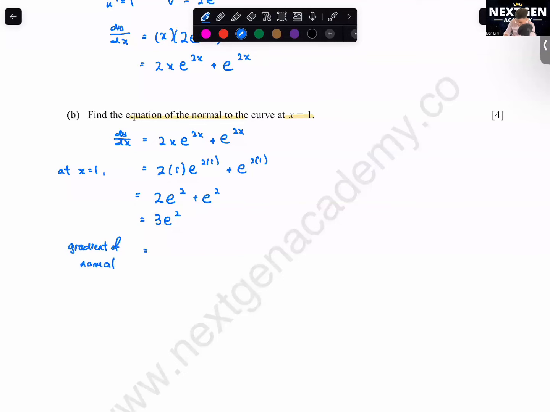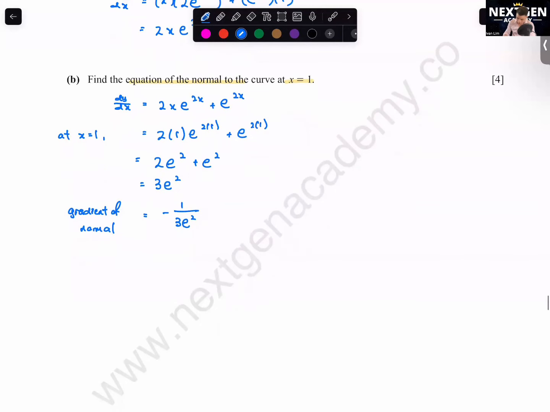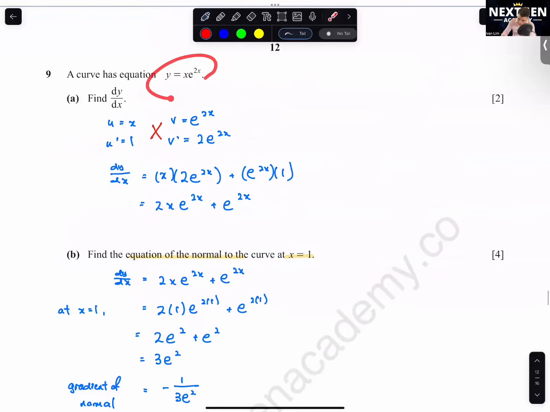It's just your negative inverse. Okay, negative 1 over 3e squared. After I have this m normal already, I need to find what my y value is also. You need x and y and a gradient. So your y, when x equals 1, you substitute back into the original equation.